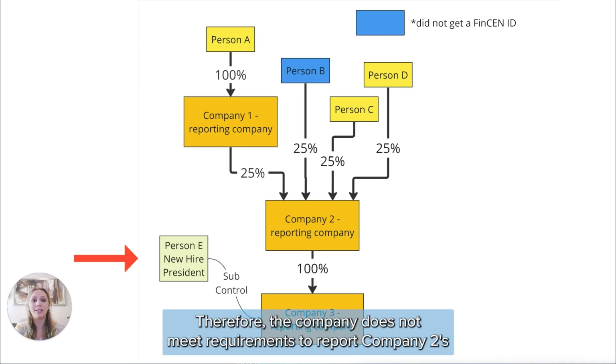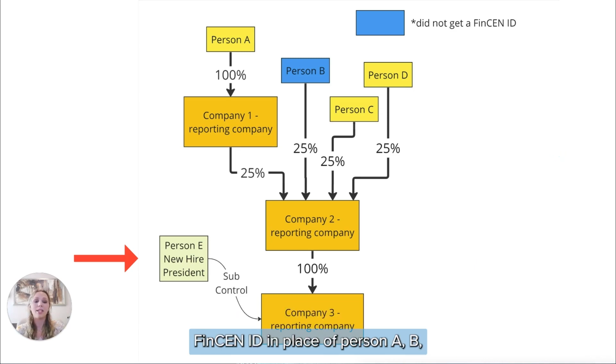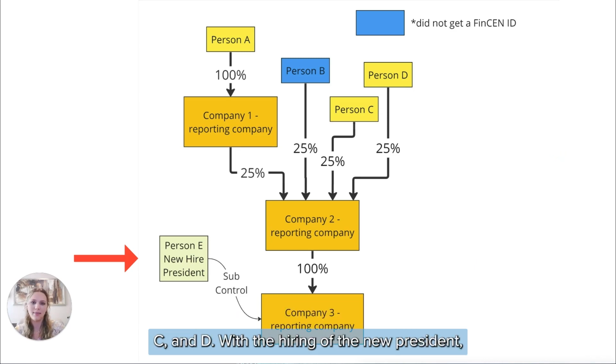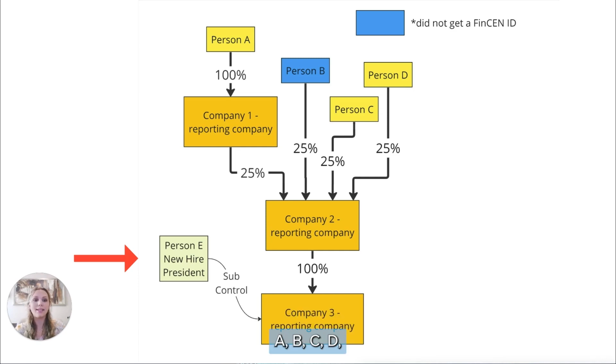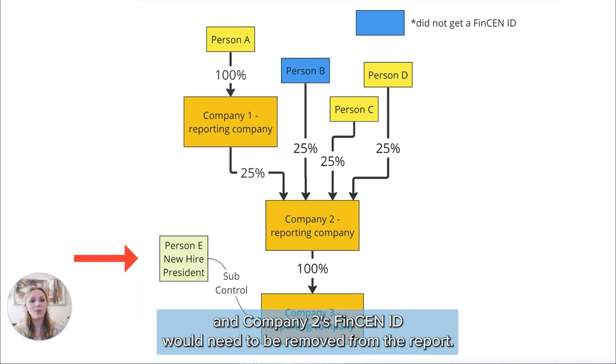Therefore, the company does not meet requirements to report Company 2's FinCEN ID in place of person A, B, C, and D. With the hiring of the new president, the updated report for Company 3 would have details about person A, B, C, D, and E's required information, and Company 2's FinCEN ID would need to be removed from the report.